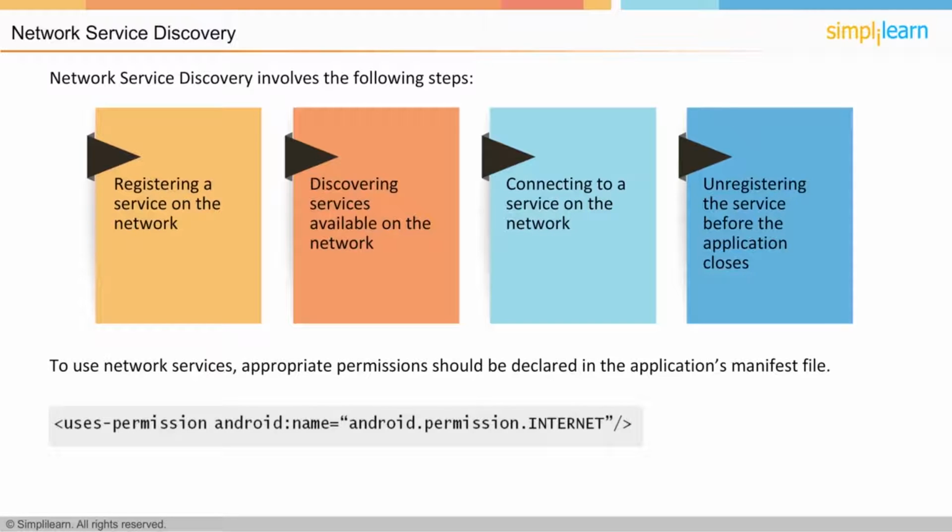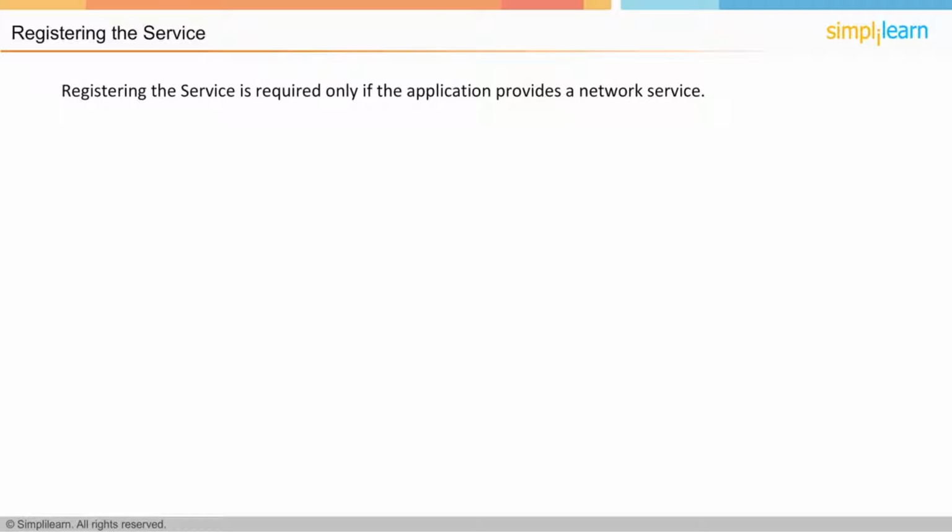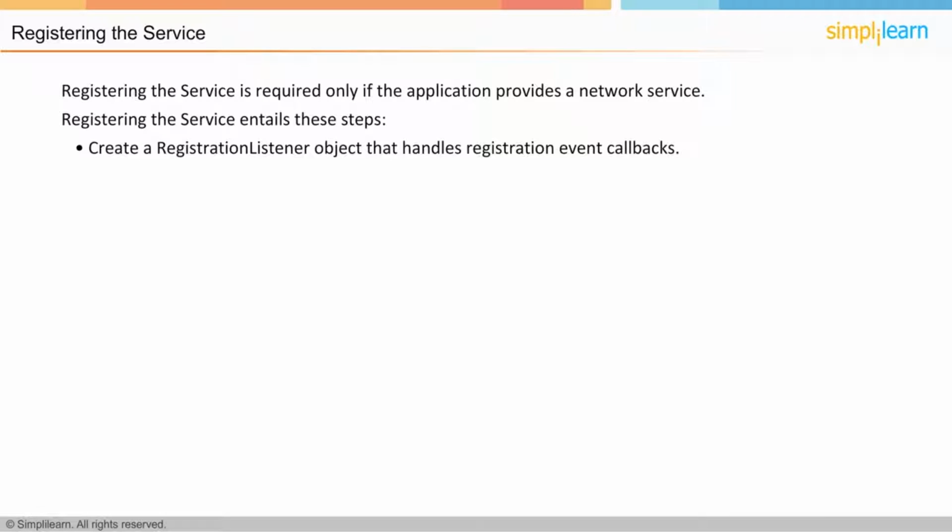In case of NSD service discovery, it is android.permission.INTERNET. Registering the service is required only if our application provides a service. This has two steps. One is creating a registration listener object and other parameters, and the other is making an asynchronous API call to register service.